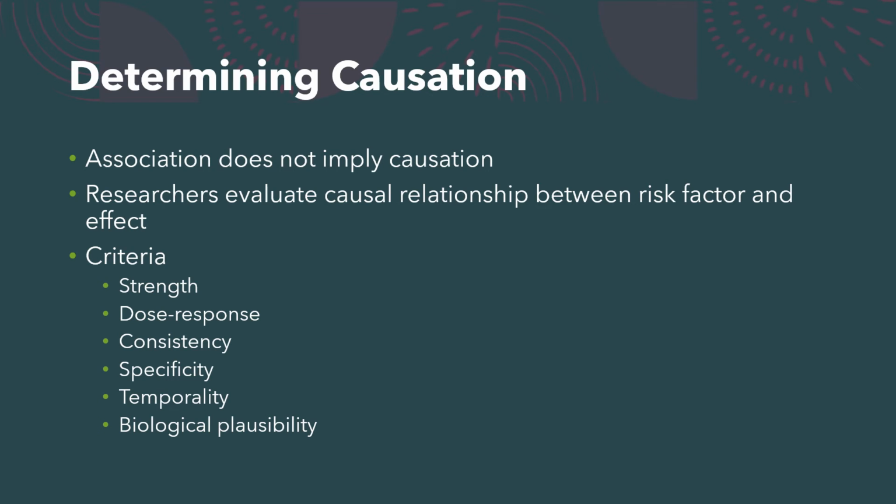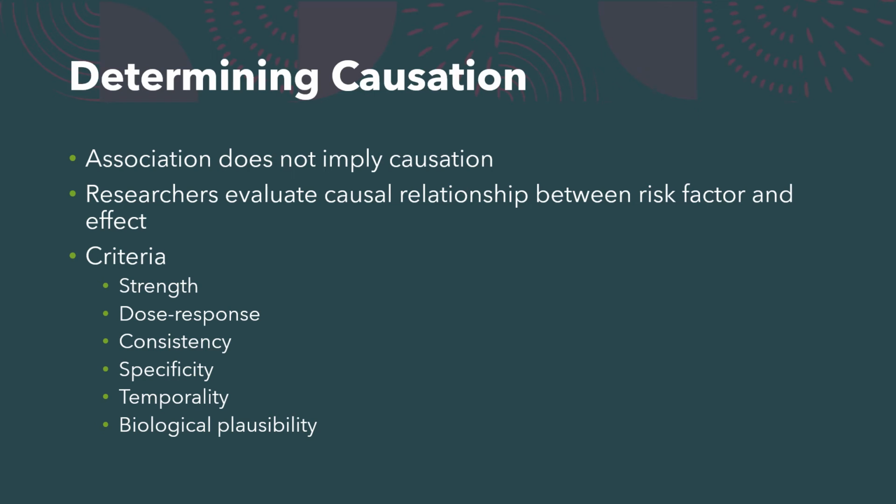One last thing we want to think about when we're talking about diseases, and you'll learn more about this when we talk about research, is understanding what causes a disease. Association does not imply causation. So just because 2 things go together doesn't mean that one necessarily causes another. In order to say that one thing causes another, there has to be a very specific type of relationship between the risk factor and the effect, right? So we know that smoking cigarettes causes cancer, for example.